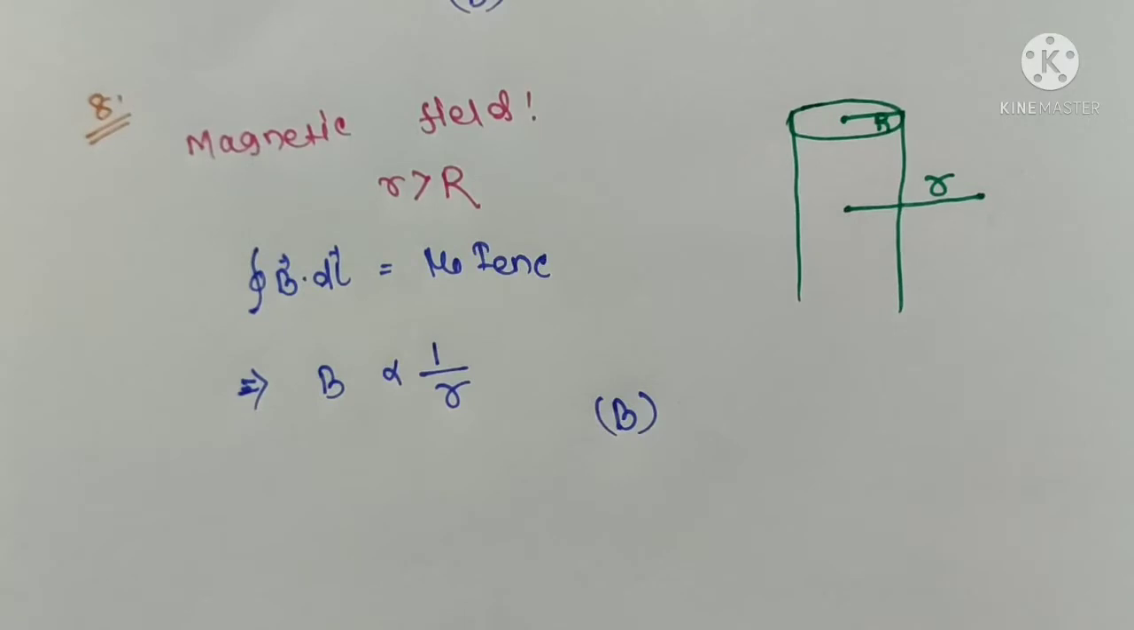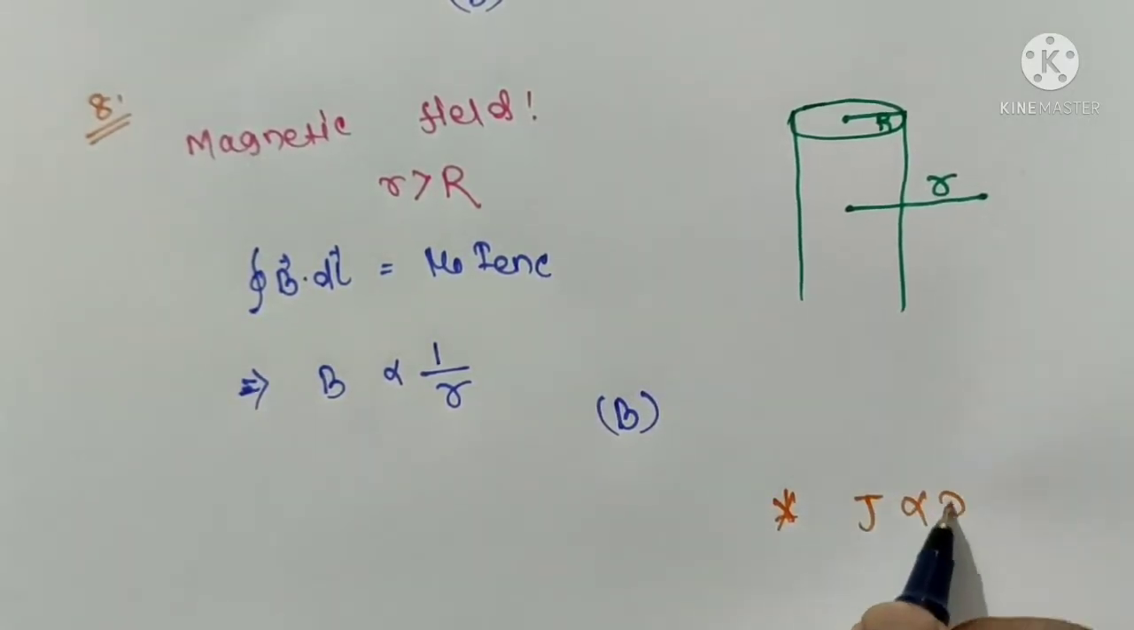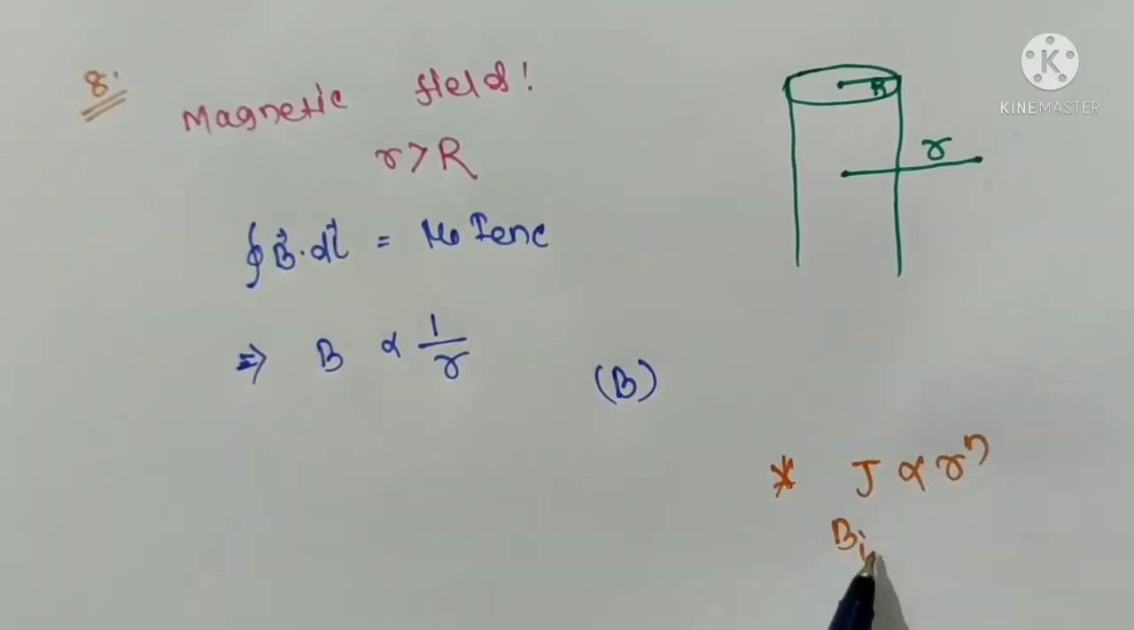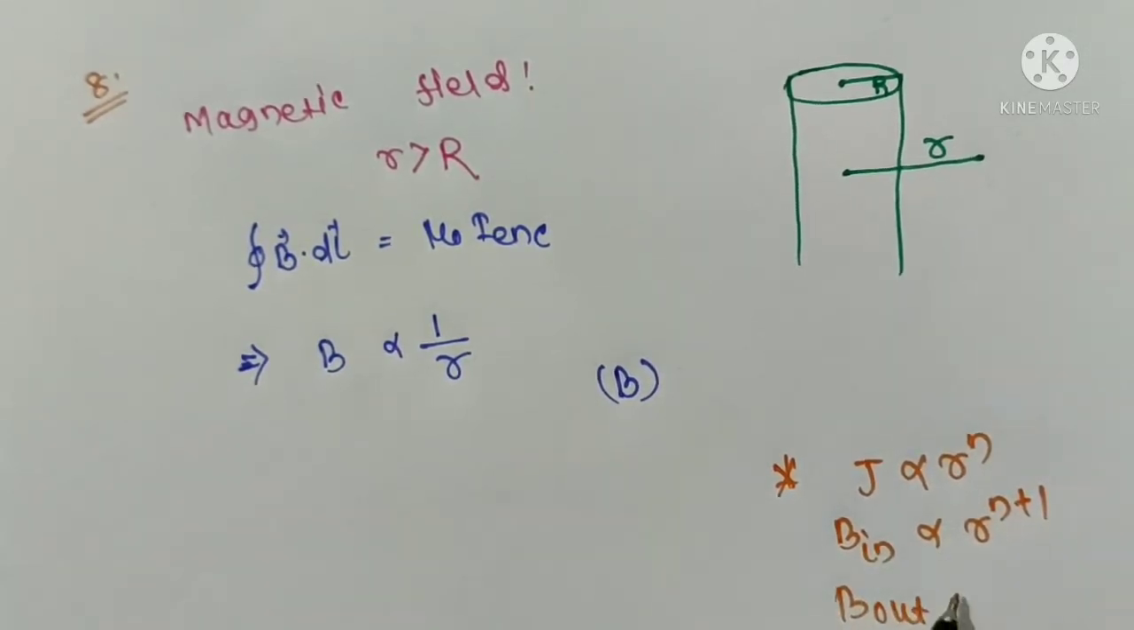For a cylindrical symmetric case, that is your current density proportional to r to the power n, you can remember that magnetic field inside the cylinder is directly proportional to r to the power n plus 1, and magnetic field outside the cylinder is proportional to 1 by r.